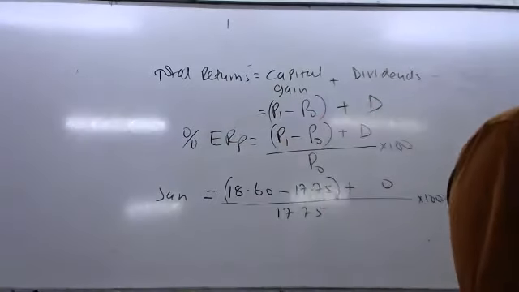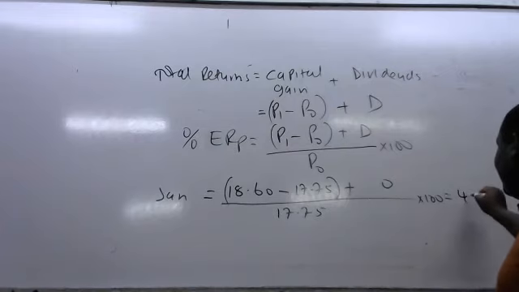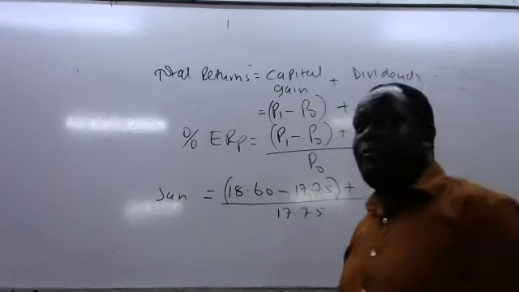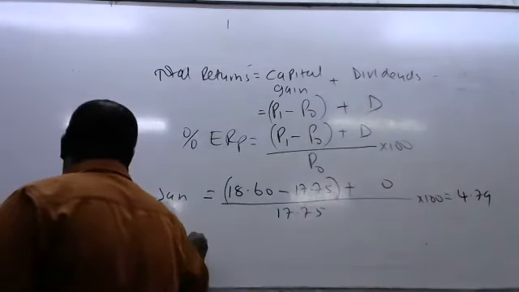That's where it's 4.7. So that is now for January. Then we go to February. We go to the one for February.